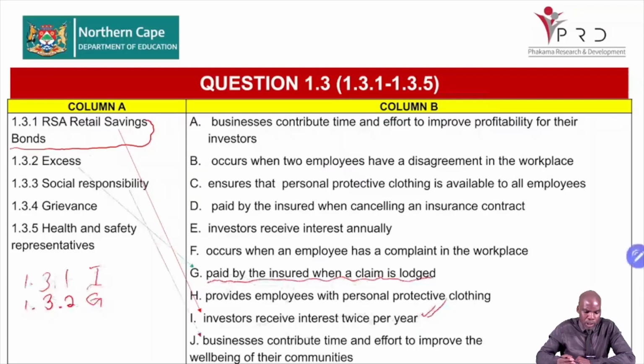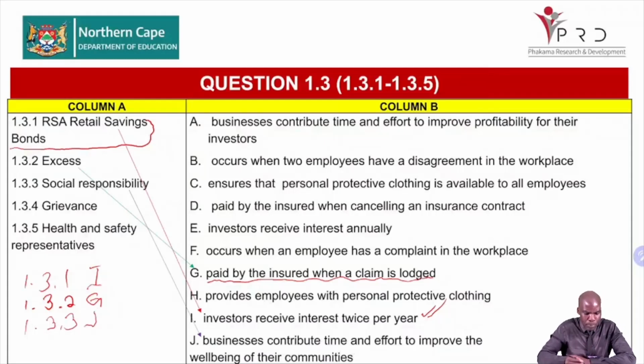Then 1.3.3, social responsibility. All right, social responsibility has to do with businesses contributing time and effort to improve the well-being of their communities. Businesses are encouraged to sow back, or plant back in the communities where they operate. And that is what we refer to as social responsibility. So for your 1.3.3, you would then affix next to that number the letter J.